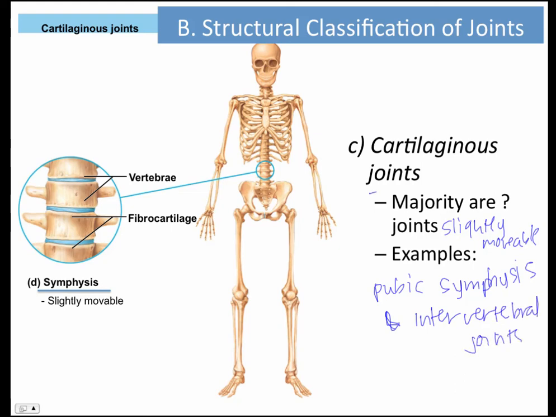And so because of this, cartilaginous joints are composed of cartilage. Like our vertebral column, we have fibrocartilage between each of our vertebrae. Once again, this one can be classified both as amphiarthrosis, if we're talking about functional classification, but also as cartilaginous.